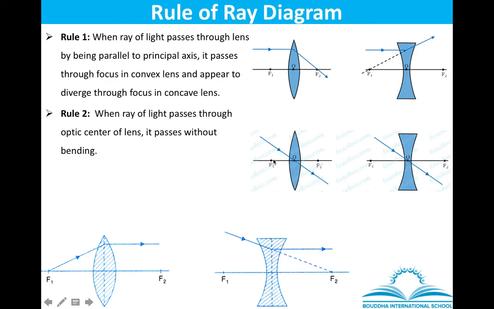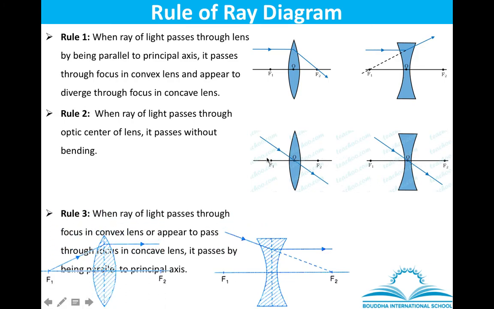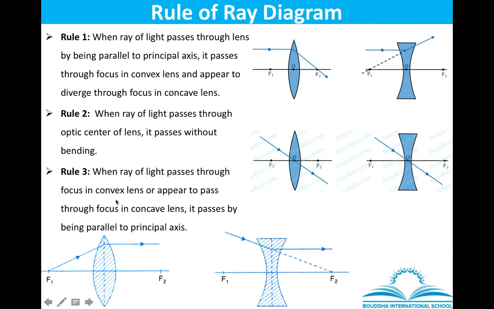The second rule is that for either a convex lens or a concave lens, if the ray of light passes through the optic center, it passes without bending. And the third rule is when a ray of light passes through the focus in a convex lens, or appears to pass through the focus in a concave lens, how does it pass? It passes parallel to the principal axis. So this rule number 3 is just the opposite of rule number 1.